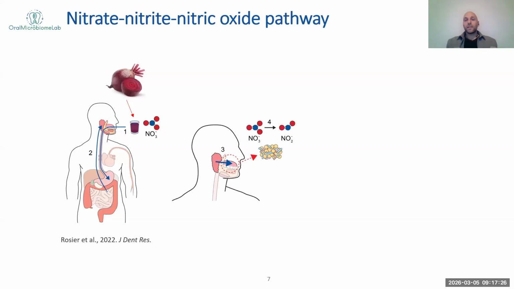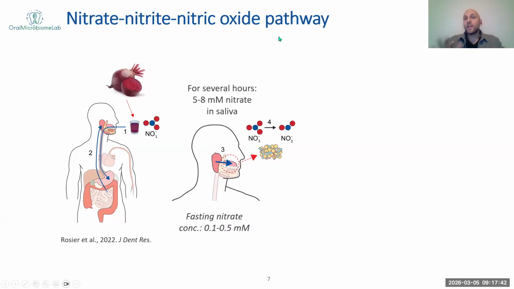We swallow it, and then part of it, around 25%, goes back to the mouth because the salivary glands take out plasma nitrate from the blood and concentrate it into the saliva to very high levels, about 10 to 80 times higher than fasting salivary nitrate levels. And the salivary glands do this so that oral bacteria can convert this nitrate into nitrite. This is the step that we cannot do ourselves.